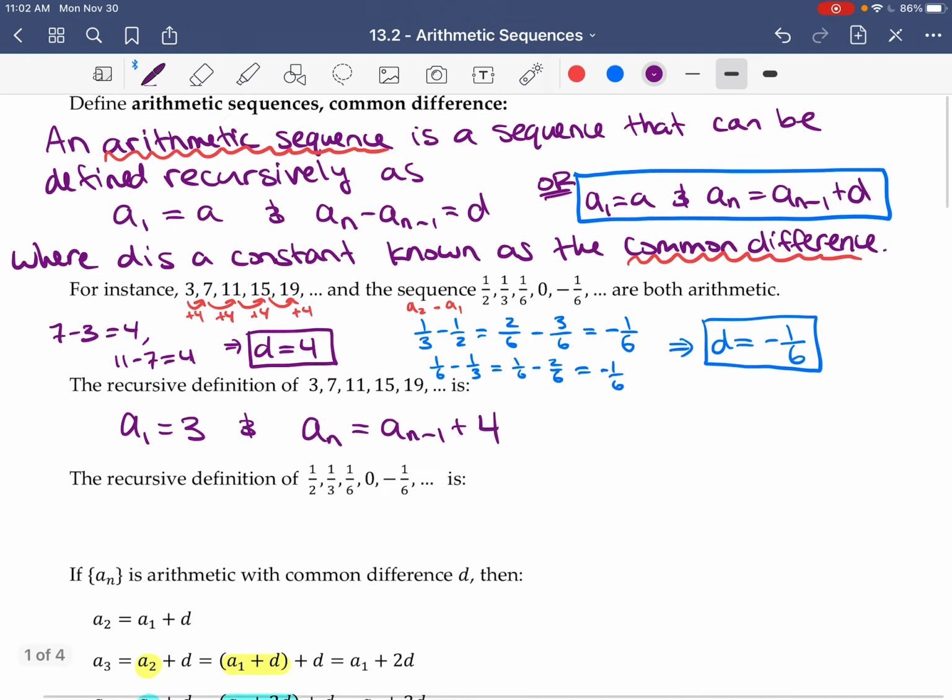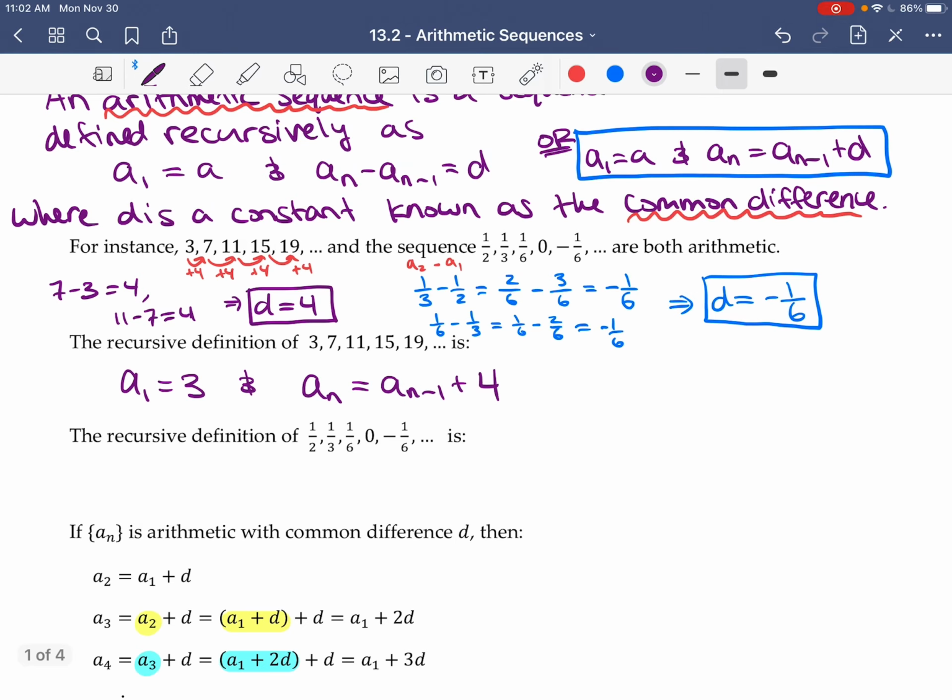So then if we wanted to write it using the recursive definition, I'm going to call it b because the one above is a. So b_1, that's the first term, that's going to be 1/2. And then b_n I can find by taking b_(n-1) and subtracting our common difference, which was 1/6. So that's a recursive definition for this arithmetic sequence.